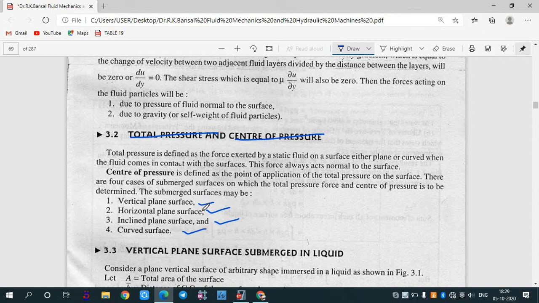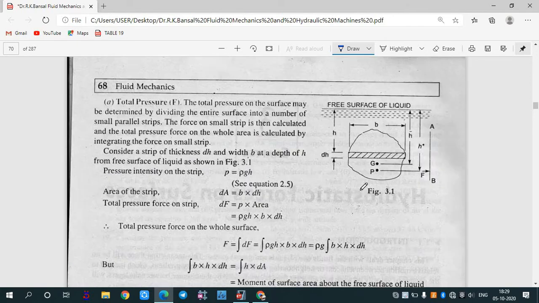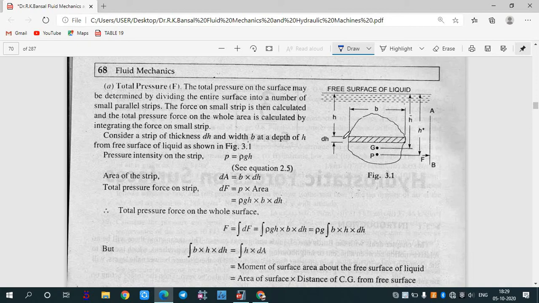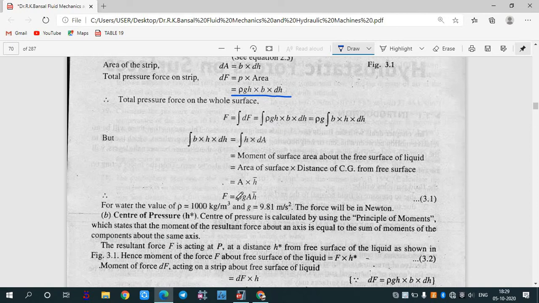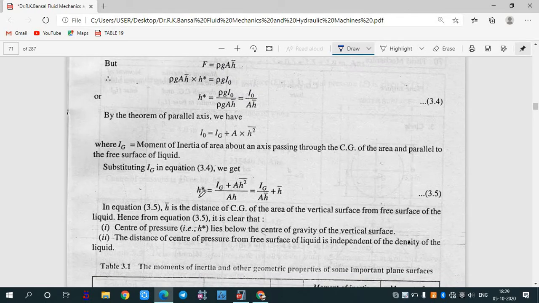We have seen the derivation for that also. This was the derivation for a plane vertically submerged in a liquid. This was the diagram we considered, with one strip. Based on that, we derived the formula for force, which was rho g b into h. After integration, the force equals rho g into A h bar. This was the force acting, and then we also derived the center of pressure, h star, which is IG by A h bar, plus h bar. These were the two formulas.